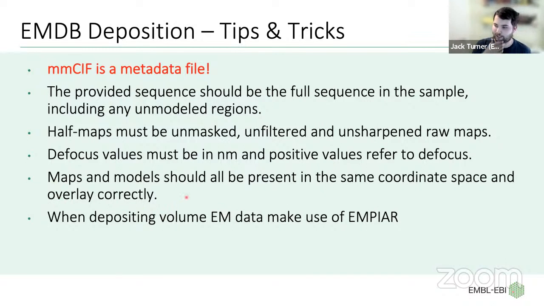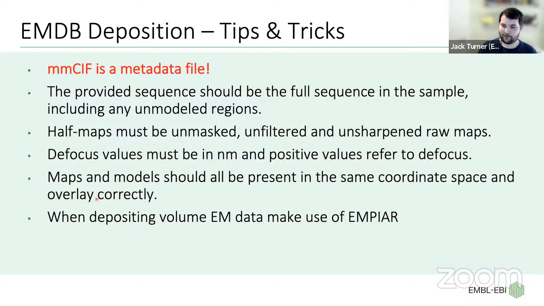Maps and models should all be present in the same coordinate space and overlaid correctly. Basically, we allow you to do anything to your primary maps. This includes things like cropping them. But if you were to deposit your primary maps and half maps, they should still overlay correctly. So if you crop your primary map, for example, make sure to shift the origin in such a way that it still correctly aligns with your half maps. Same in tomography. If you are depositing a tomogram and you're also depositing segmentations, please make sure they overlay correctly so that we can have them all overlay correctly in the validation reports.